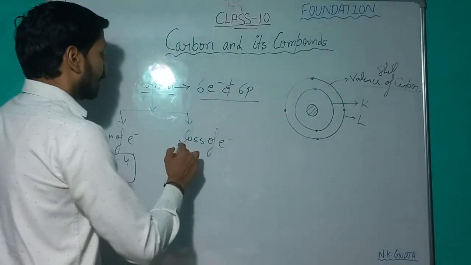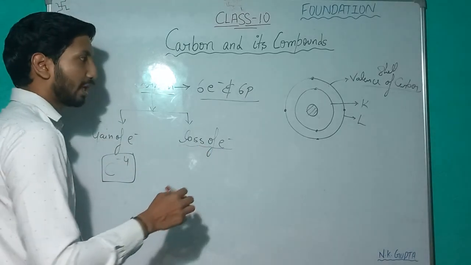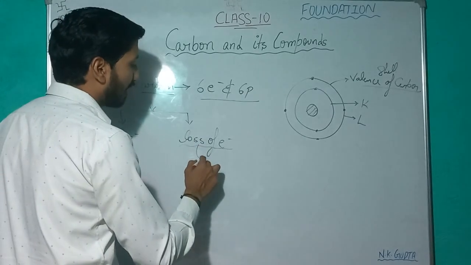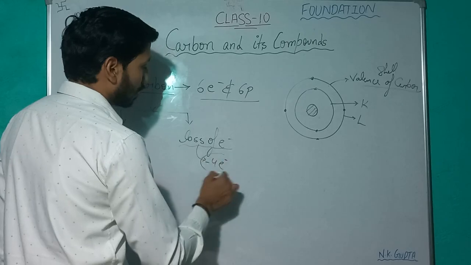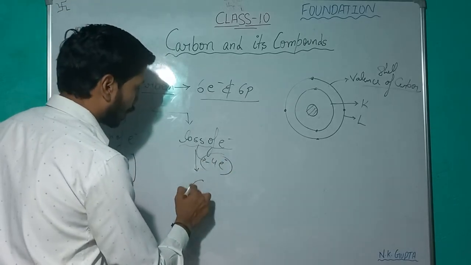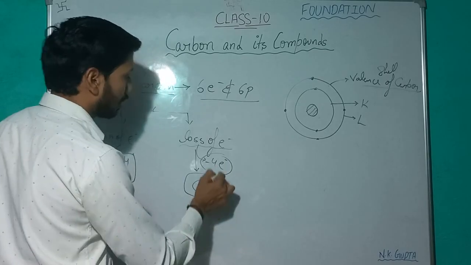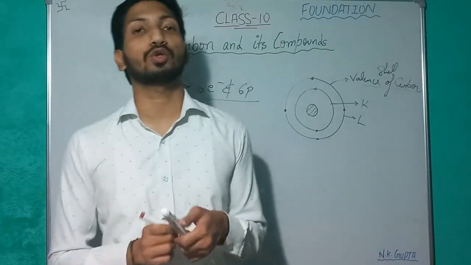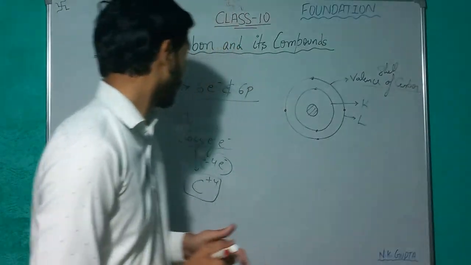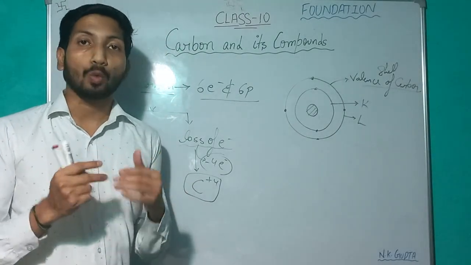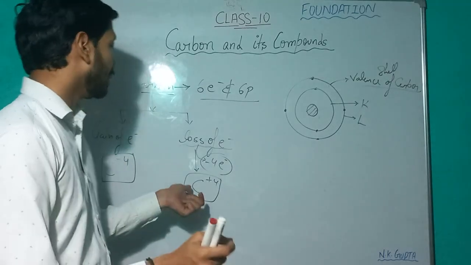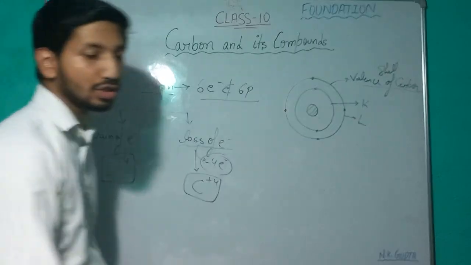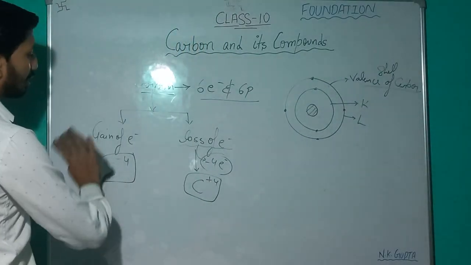On the other hand, the second case is loss of electrons. If a carbon atom loses its 4 electrons of the valence shell, it will convert into carbon plus 4. It will be a very difficult process to lose the 4 electrons, because a large amount of energy is required to remove electrons from its valence shell. As we all know, that energy is known as ionization energy. Is it okay?